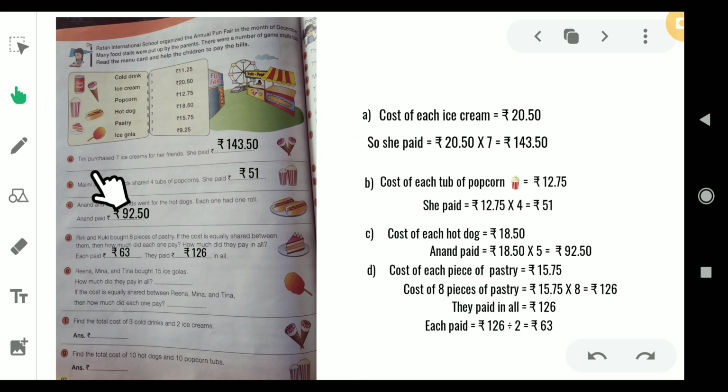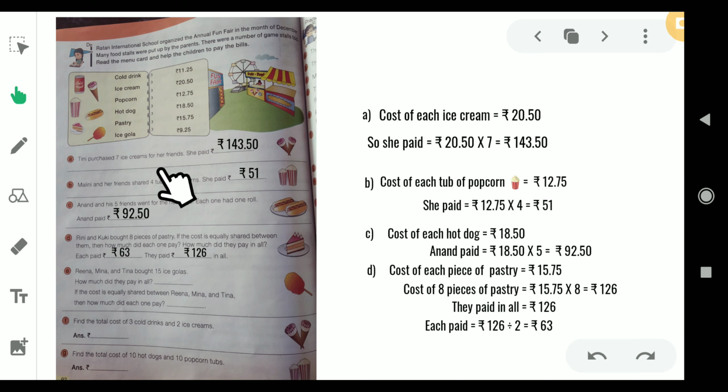Your first question is, Teeny purchased 7 ice creams for her friends and she paid. If Teeny purchased 7 ice creams, how much money does she have to give? So simple. Where is ice cream? Ice cream is here. This is the cost of each ice cream, 20 rupees 50 paise, and she bought 7 ice creams. So when you multiply 20 rupees 50 paise by 7, it would be 143 rupees 50 paise. She has to pay this much money, so we write that here in this blank.